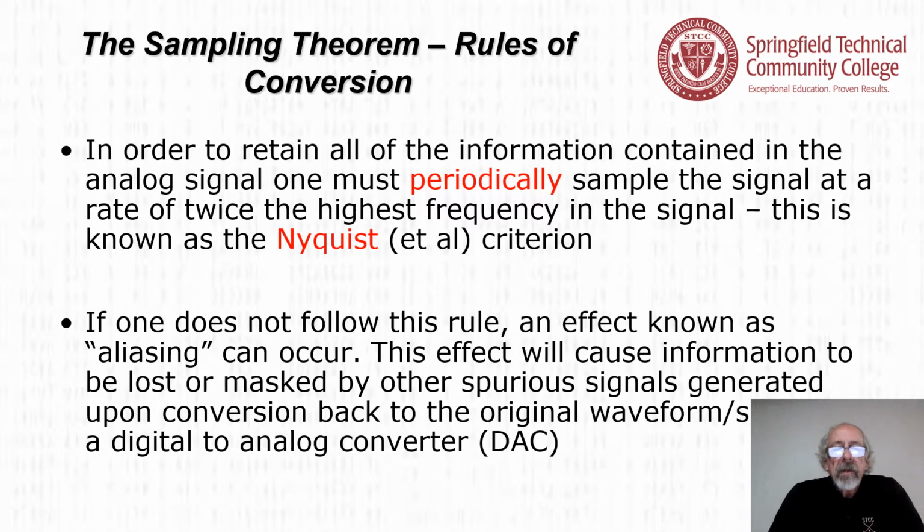Criterion, because there's about 3 other people that are not as well known. It would be a long list of names, so we'll just say Nyquist. If one does not follow this rule, an effect known as aliasing can occur. Now, what is aliasing? Well, this effect will cause information to be lost or masked by other spurious signals generated upon conversion back to the original waveform/signal by a digital to analog converter, or a DAC.